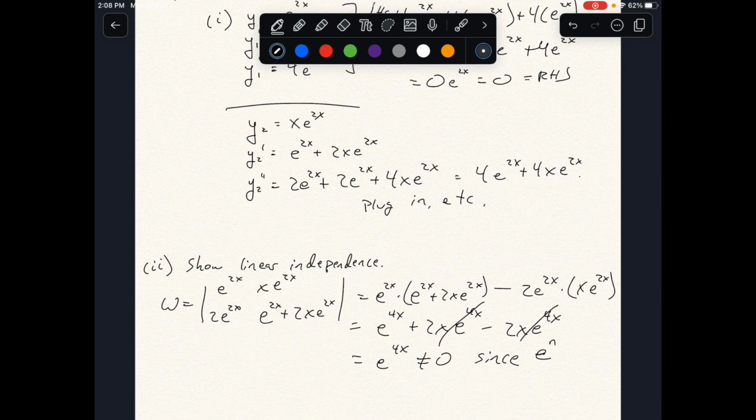I don't think we need to explain that. So e to any power is always positive. You could just say always positive. I think that gets the point across. So it's linearly independent. Great.